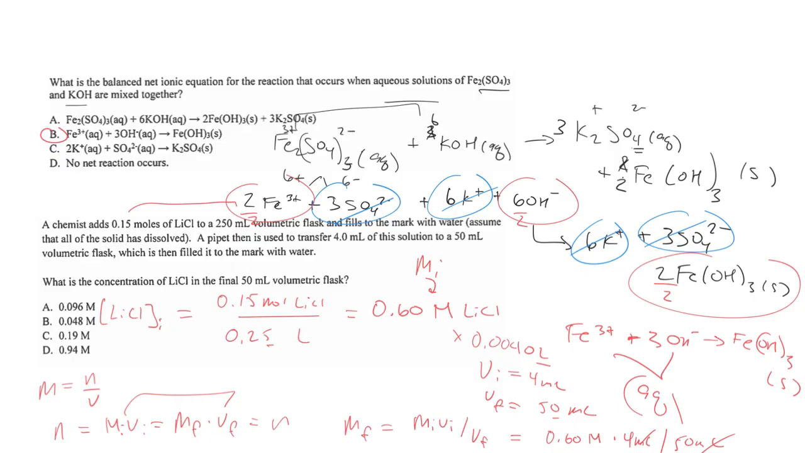So 0.6 times 4 divided by 50 is 0.048. So we've reduced the concentration by diluting with water, is the idea. So again, for this problem, you could use the concept of molarity or you can use the equation.